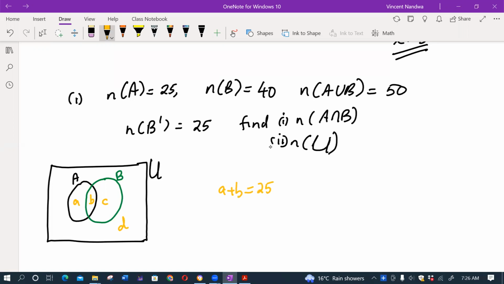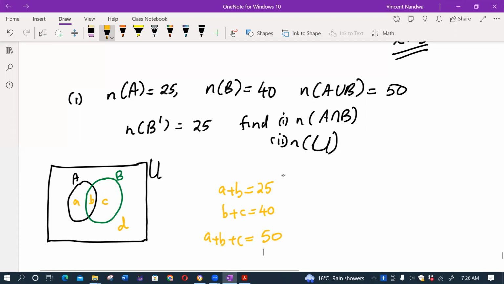Cardinality of B is given by 40. B is this green circle. So if I take B plus C, I should get 40. Cardinality of A union B: A union B means part A plus part B plus part C. So A plus B plus C is given by 50.